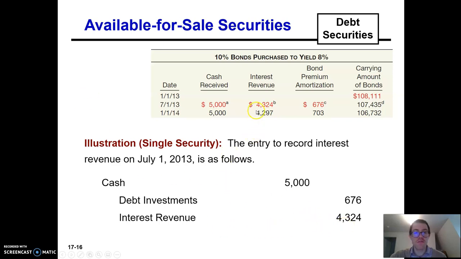You're going to reduce that carrying value because you're knocking away at that premium, and you're going to have interest revenue there. And again, that interest revenue is just the carrying value times the effective rate times half a year. That's how we got that. All right, and then that 676 comes from here, which is just equal to the difference between those two items there.